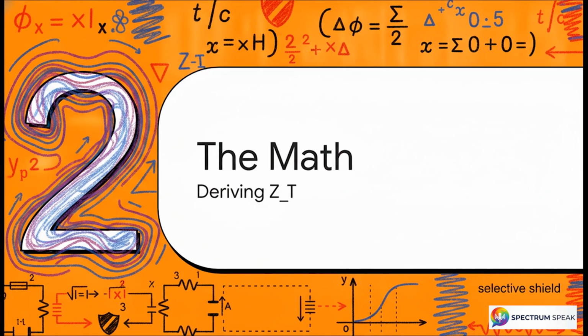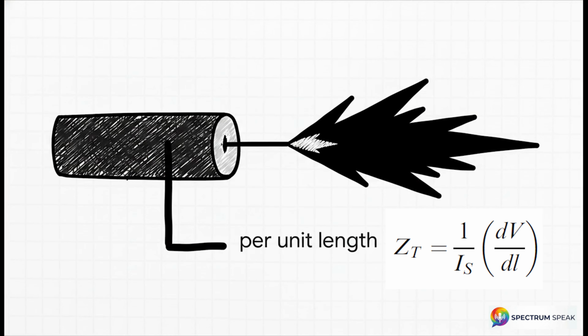All right, let's get to Section 2, the math, deriving transfer impedance. We are definitely not going to gloss over the details here. To truly master electromagnetic compatibility, we have to follow the rigorous mathematical breakdown of the governing rules. So here is our core mathematical expression for transfer impedance. Z sub t equals 1 over I sub s multiplied by the derivative of V with respect to small l.